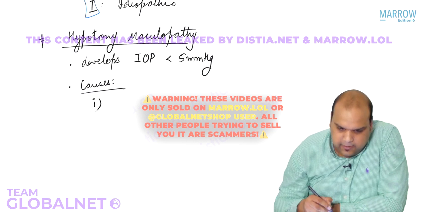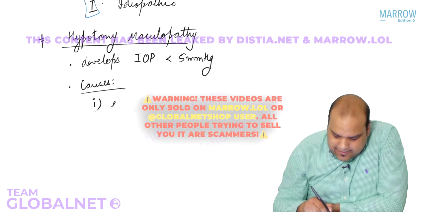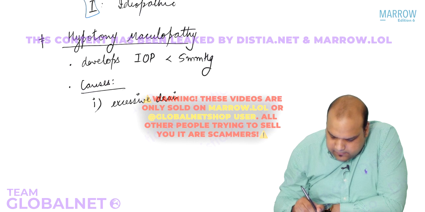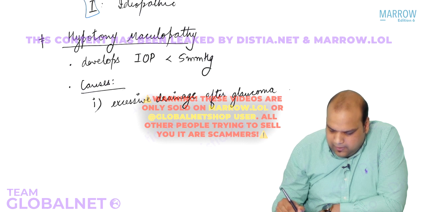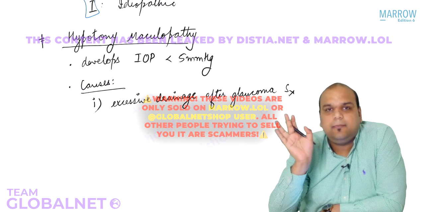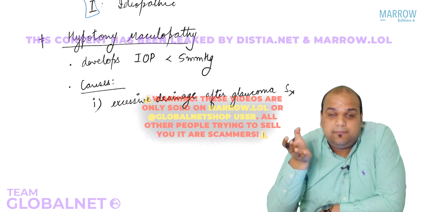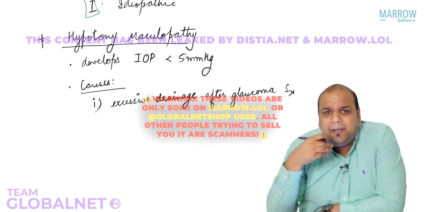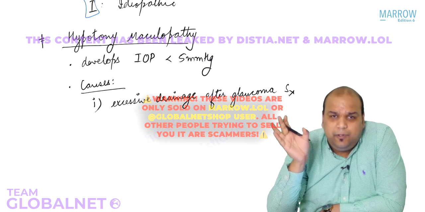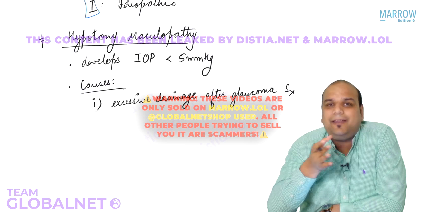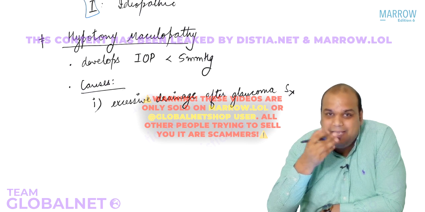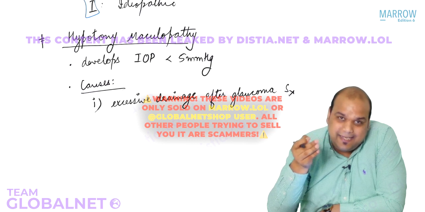The causes are number 1, everybody. Excessive drainage after glaucoma surgery. I hope you understand this yourself. Let's say we are doing trabeculectomy. We are trying to increase the drainage of aqueous. But what if the drainage is more than required, everybody? Yes, leakage is occurring from the draining site.